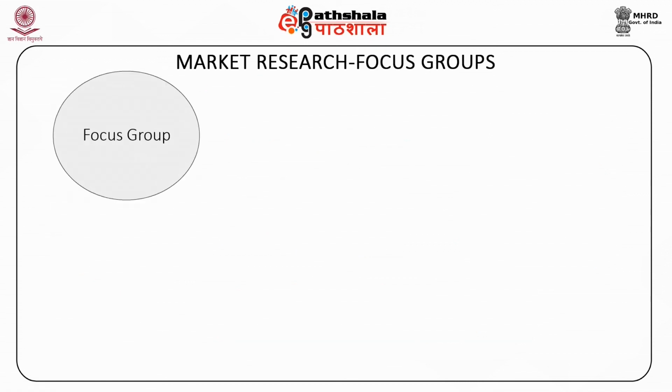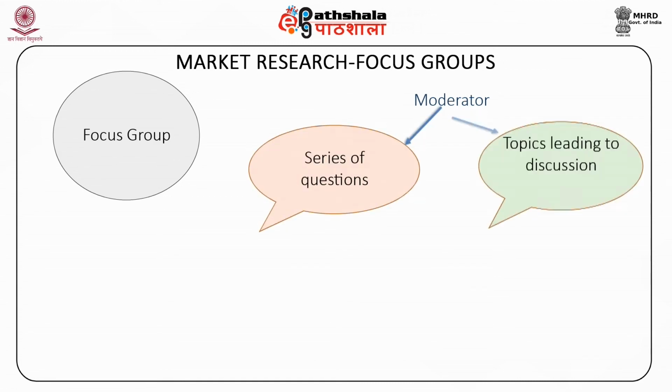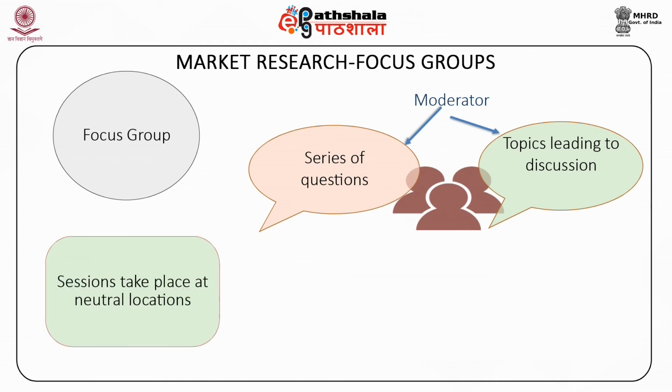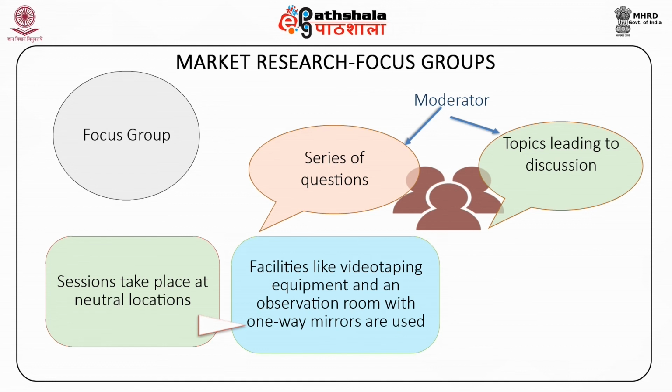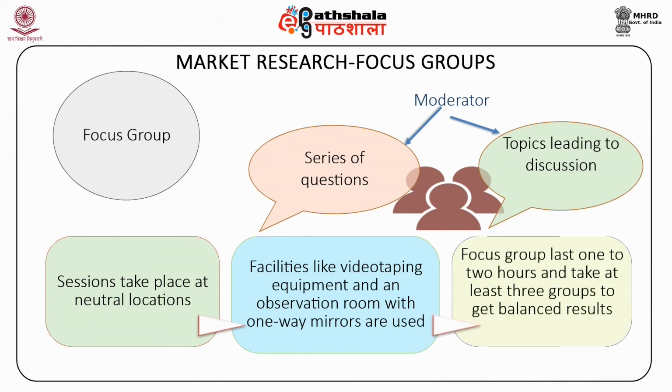In focus groups, a moderator uses a scripted series of questions or topics to lead a discussion among a group of people. These sessions take place in neutral locations, usually at facilities with videotaping equipment and an observation room with one-way mirrors. A focus group usually lasts 1 to 2 hours and it takes at least 3 groups to get balanced results.